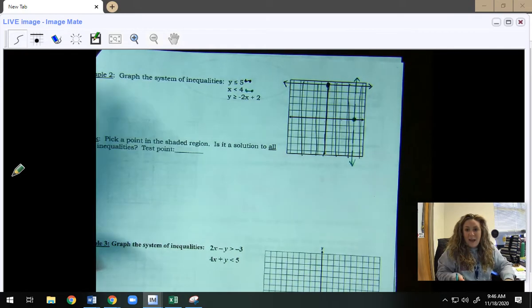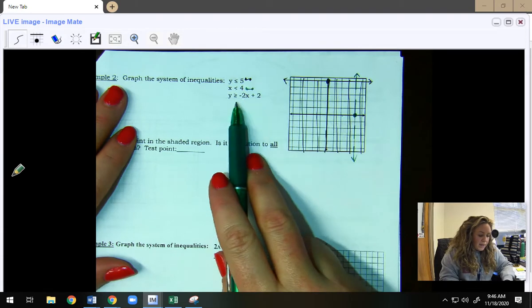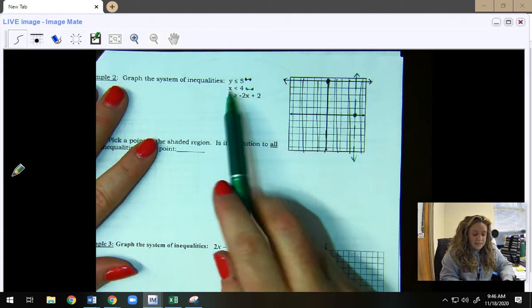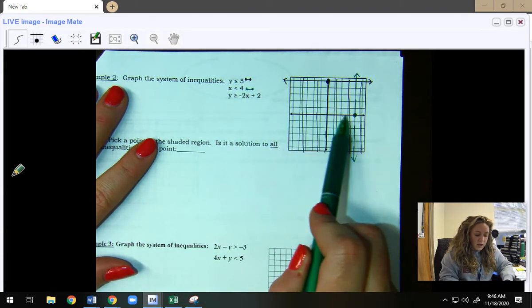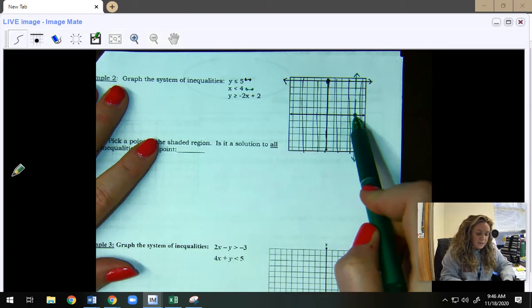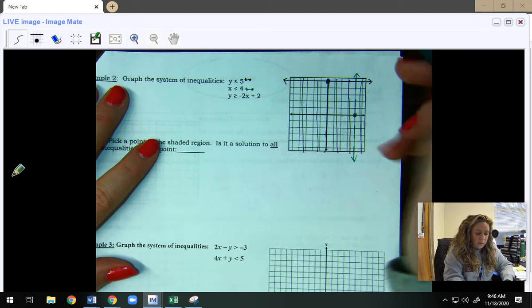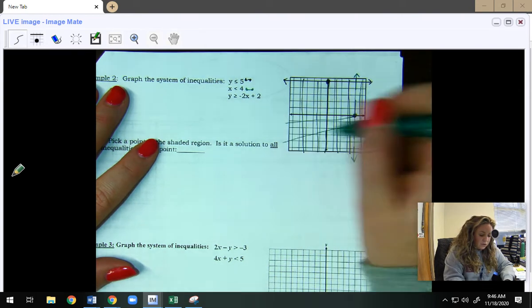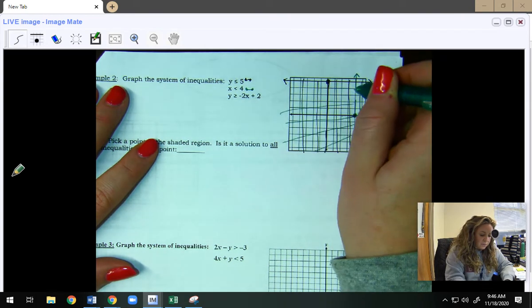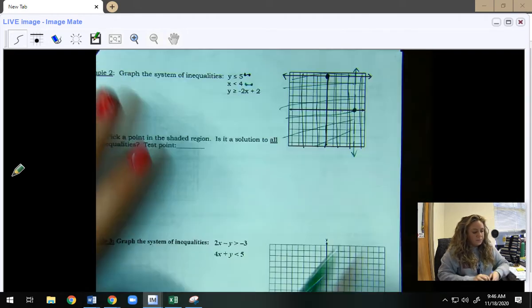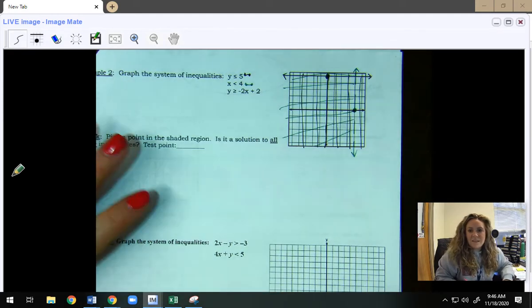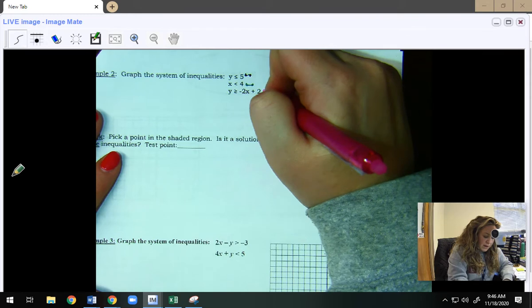Okay, and now I have to shade. So it says x is less than 4. So here's my x-axis. I go to when x is 4. I get my x-intercept here. And where is x less than 4? Well, less is always left. So I'm going to shade this way. These turn into a little bit of a mess, but that's okay.